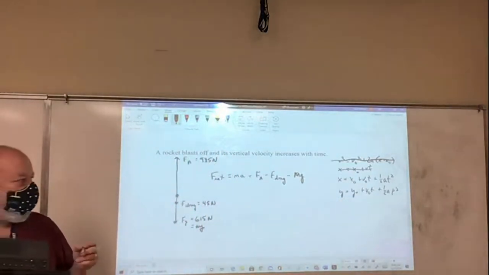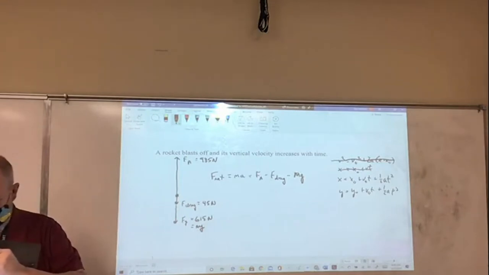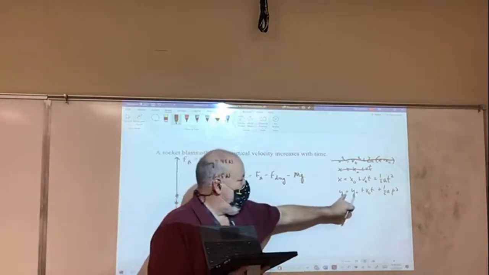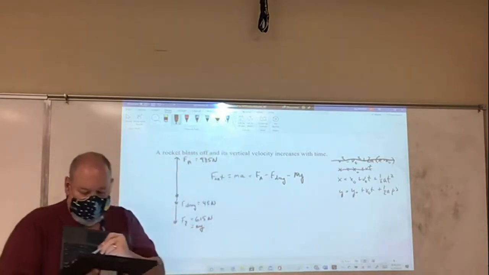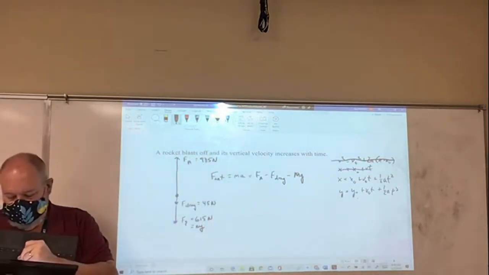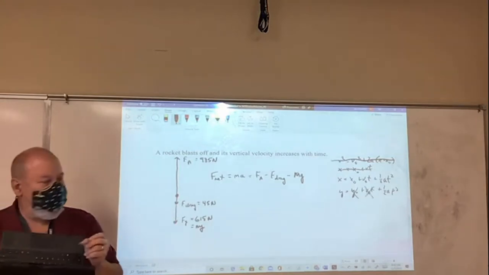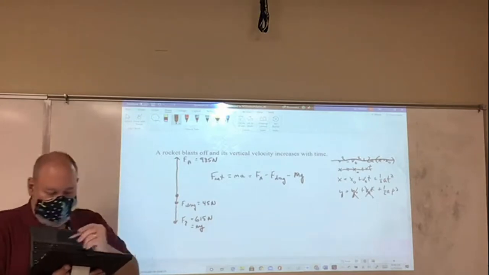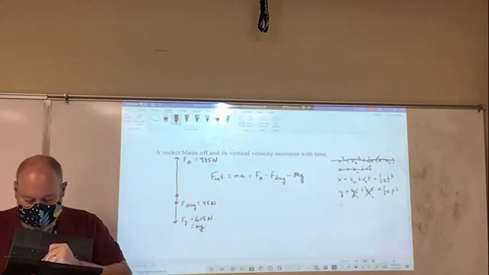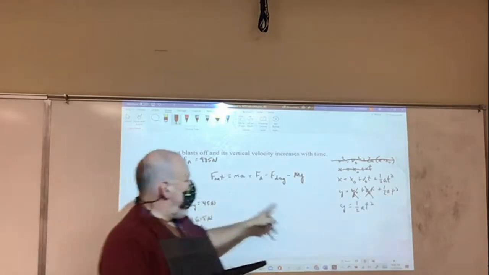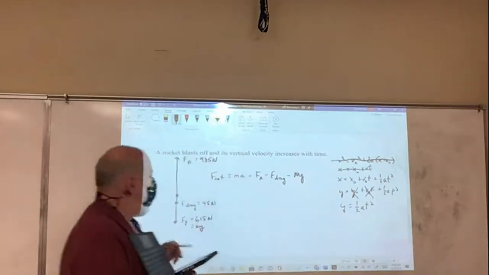Now, if I needed to, I could also write out a motion diagram. I'm not going to in this case, but if I needed to, I could. But I'm going to recognize my initial height, y0 is 0. My initial velocity, right when that rocket first starts moving, it's got a 0 velocity, right? So y equals 1/2 at squared is what I'm going to use to find my height.